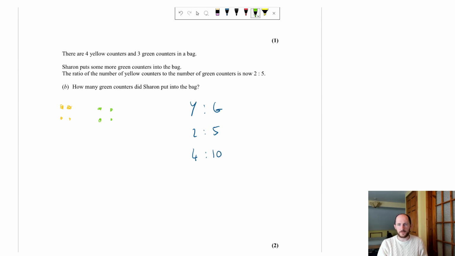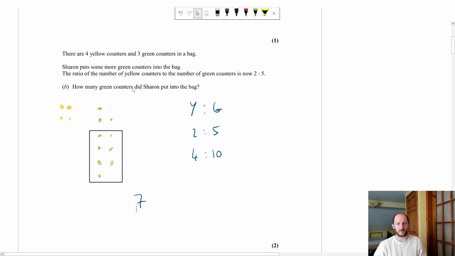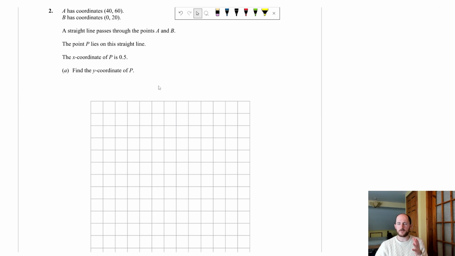So we can also add on the 10. So 4, 5, 6. In fact, it might make more sense to separate this, and I'll show you why in a second. So 6, 7, 8, 9, 10. So how many were added? Well, these were all added. And how many is that? That's 1, 2, 3, 4, 5, 6, 7. So 7 green beads were added. Oh, sorry, not beads, counters. I don't know why I kept saying beads. 7 green counters were added in order to make this ratio. Hopefully that makes sense. There are quite a few different ways to do this question.